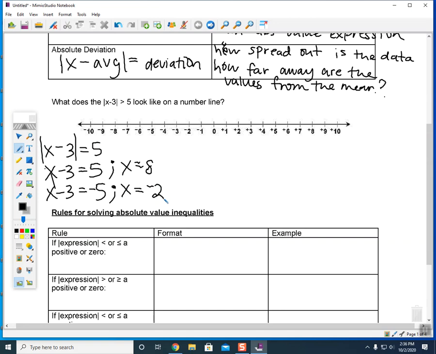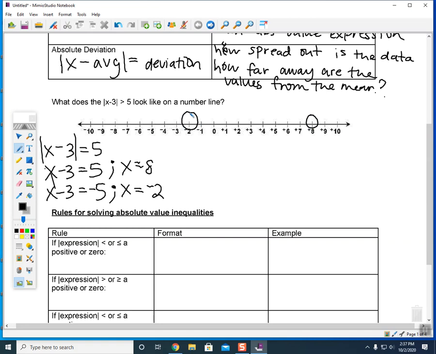I know that when I solve it, that's what I get. But I'm dealing with an inequality here, and I'm using a greater than sign. Since I'm using a greater than sign, that means I'm going to use an open dot. So I'm going to put an open dot on 8, and then I'm going to put an open dot on negative 2.